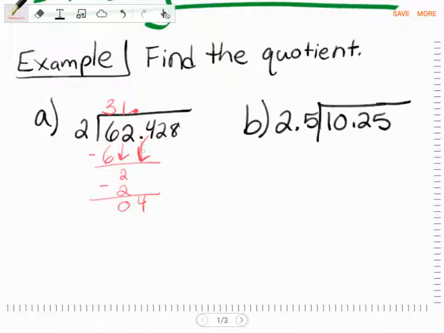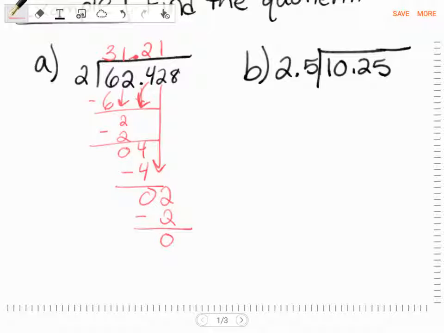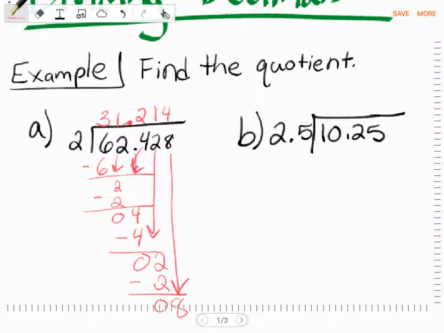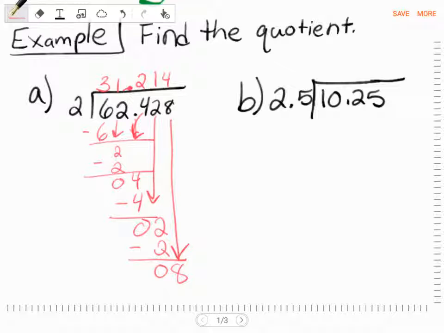I guess I should have drawn that a little prettier. But we're bringing down the 4. 2 goes into 4 2 times. 2 times 2 gives you 4. Bring down my 2. 2 goes into 2 one time. 1 times 2 gives me 2. And I get 0 left over. Bring down my 8. 2 goes into 8 4 times. So we should have got 31.214 for this problem.